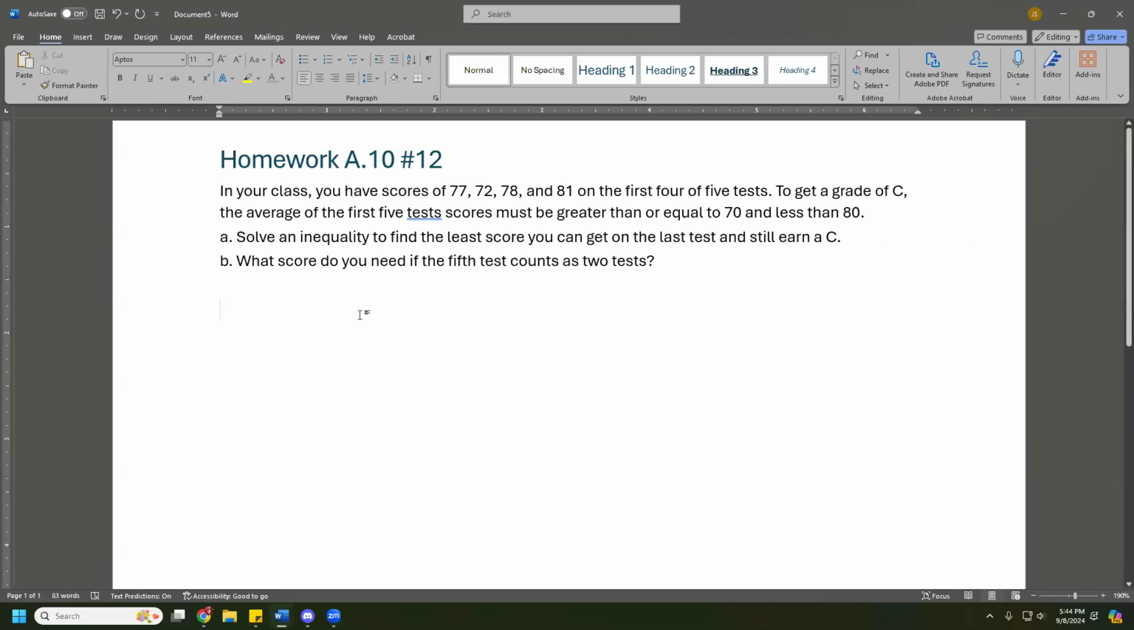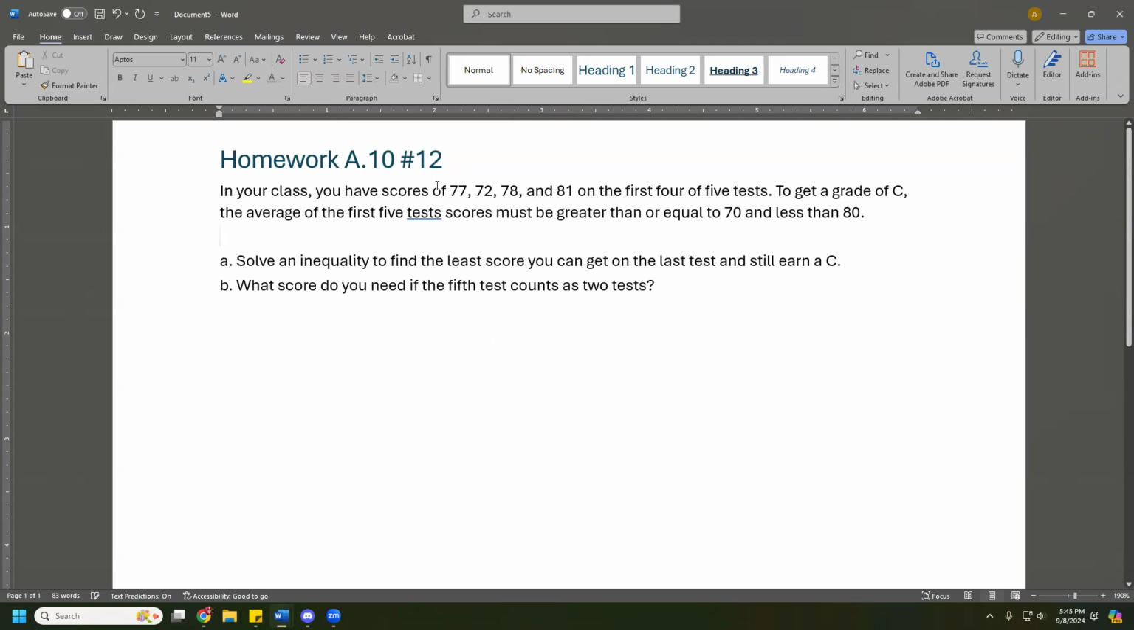Okay, this is how to tackle A10 number 12 on the homework. This is the one where you have four tests and you've got one more test left to go, and you basically want to calculate what your average is going to be. The first part is saying you want to still be able to earn a C, so you need to be in between a grade of 70 and 80% for your average.